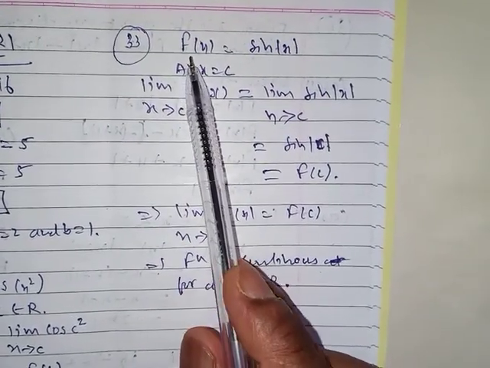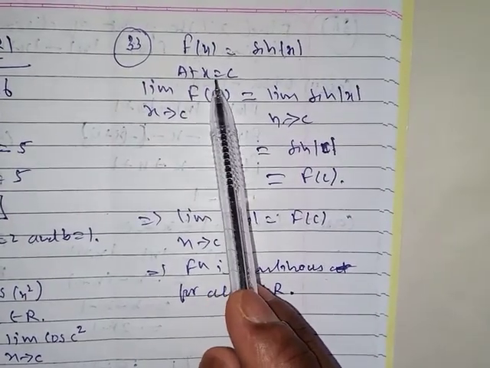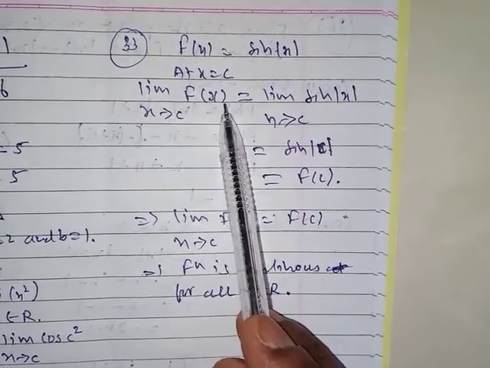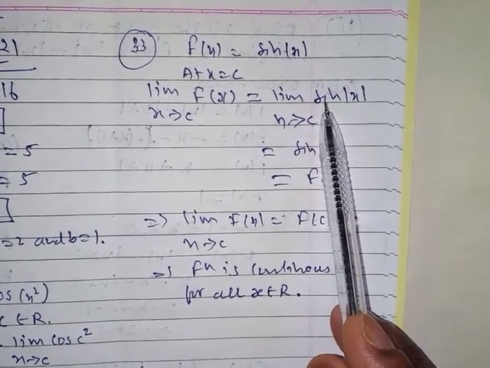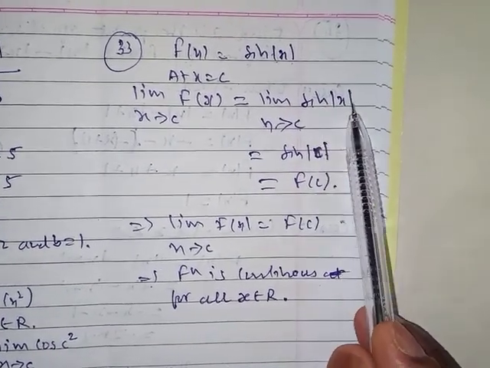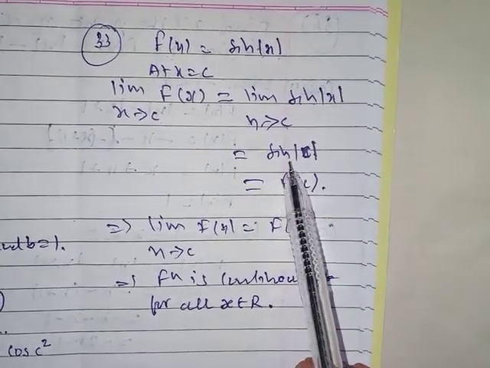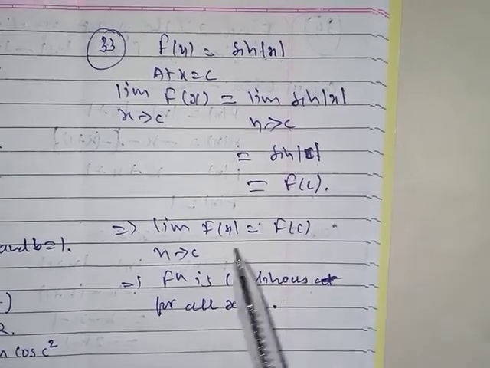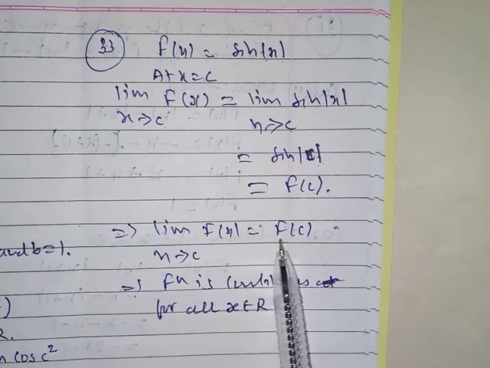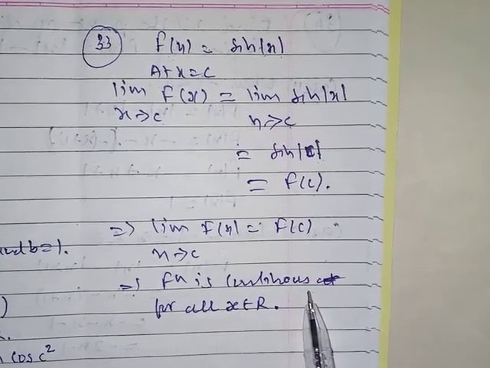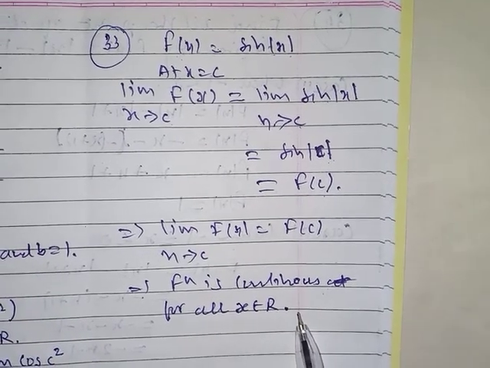Question 33. f of x is equal to sin mod x at x is equal to c. So limit x tends to c of f of x is equal to limit x tends to c of sin mod x. If you substitute the limit, you will get sin c, which is f of c. So limit x tends to c of f of x is equal to f of c. So the function is continuous for every x belonging to R.